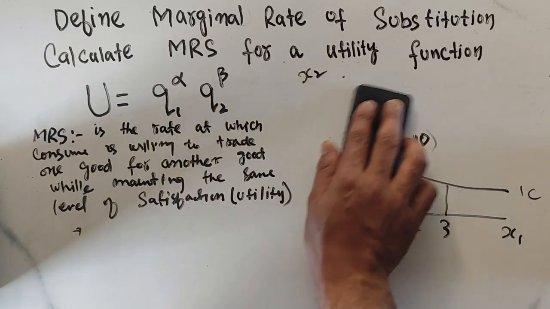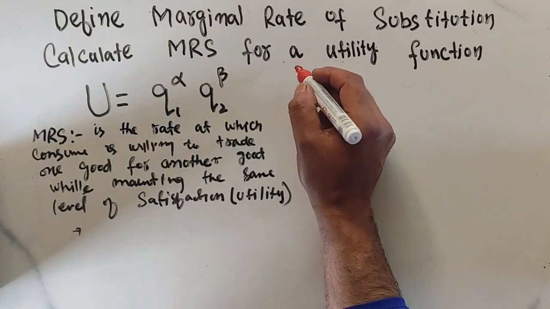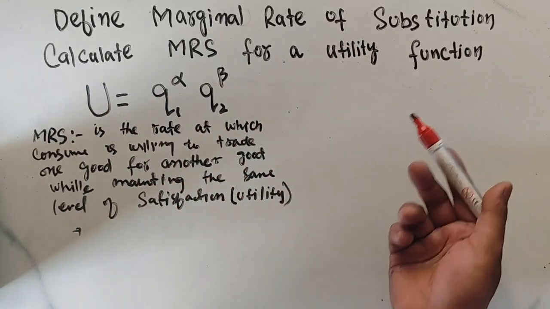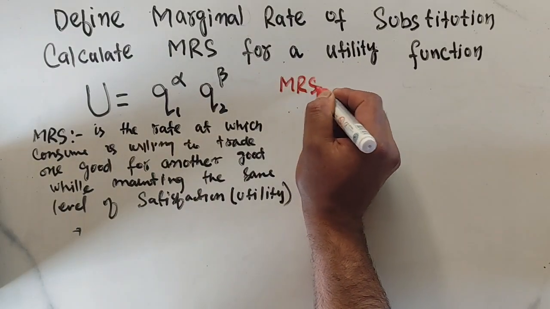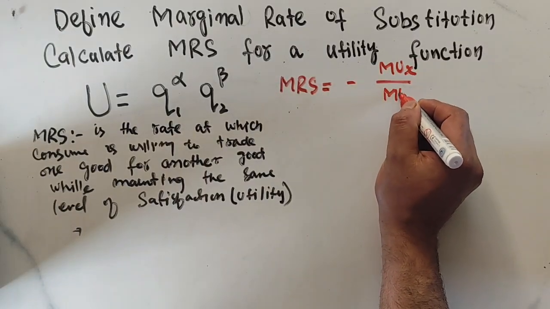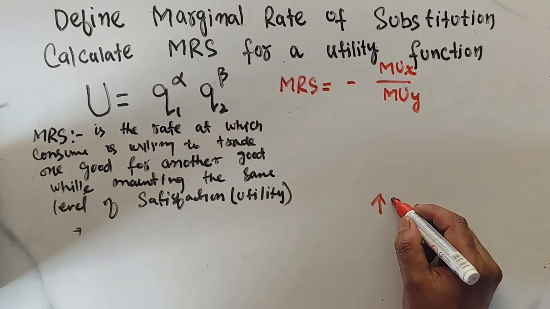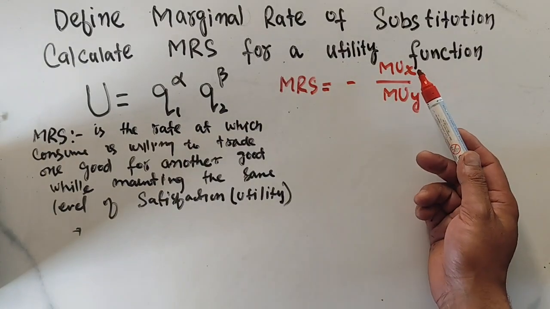Okay, so how do we find it for the given utility function? Let us first find that out. The MRS also represents the slope of the indifference curve. MRS is given by negative marginal utility of good x upon marginal utility of good y. Why this negative? Because when we want to achieve one extra unit of a good, we need to sacrifice another good to maintain the same level of utility. That's why we have this negative sign here. So MRS is simply the ratio of the marginal utilities of good x and y.